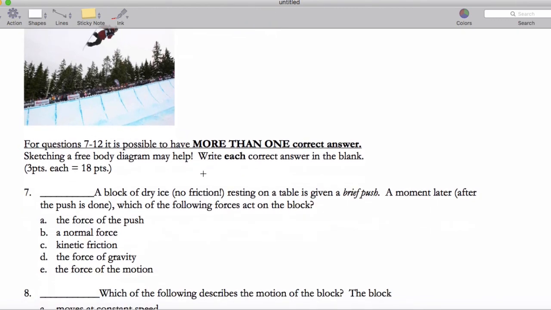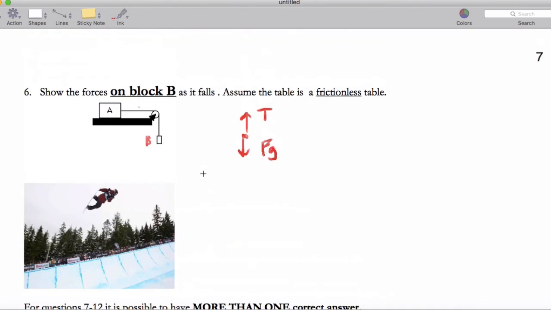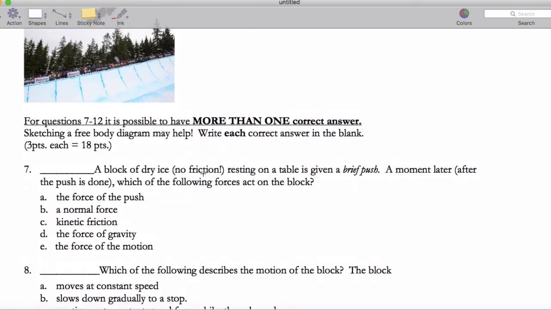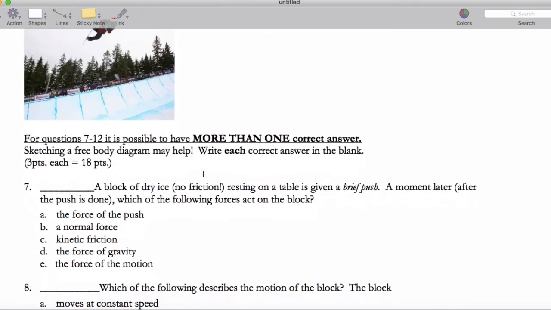All right. So that is the first 6 problems, and we'll take a look at the second 12 problems in the next video.